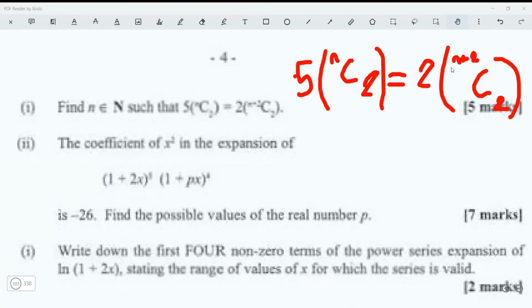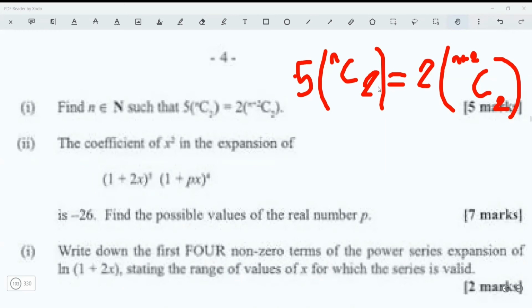Let's look at the right-hand side. If n is 4, this would be 2 times, in bracket, 4 plus 2 is 6. It is 2 times 6 choose 2. Guys, you see it? What do the two of them say when n is 4? When n is 4, the two of them equal what? 30, we see it?